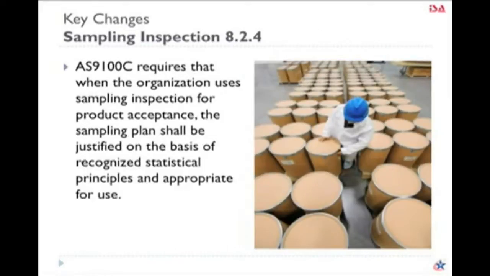AS9100C requires that when the organization uses sampling inspection for product acceptance, the sampling plan shall be justified on the basis of recognized statistical principles and appropriate for use. The rationale was that numerous requests were received to improve the sampling clause, and that the way it was previously written confined organizations, under other plans that could still be proven statistically valid.